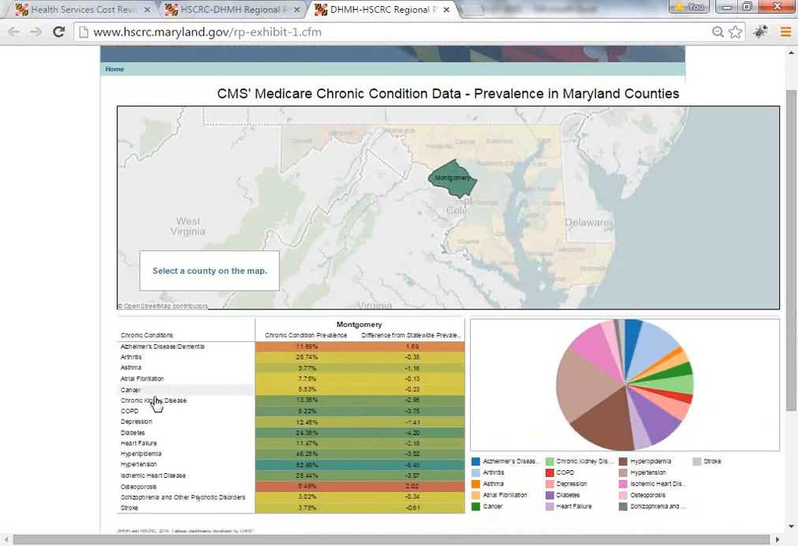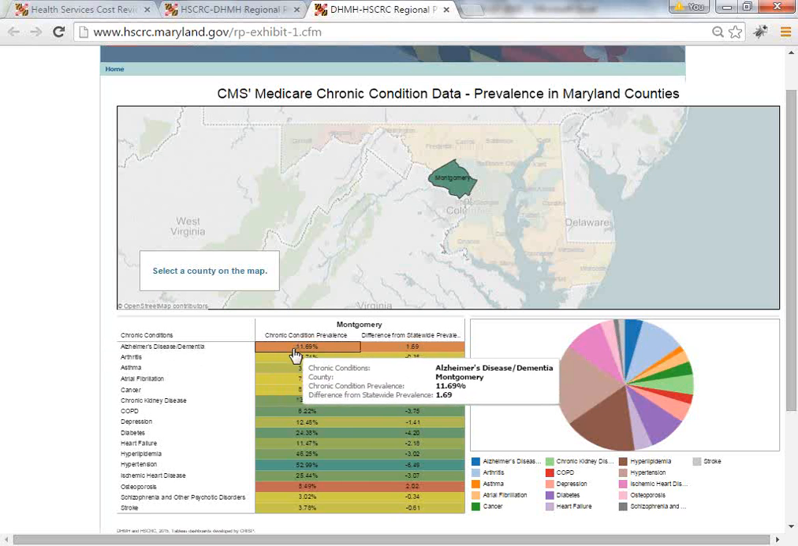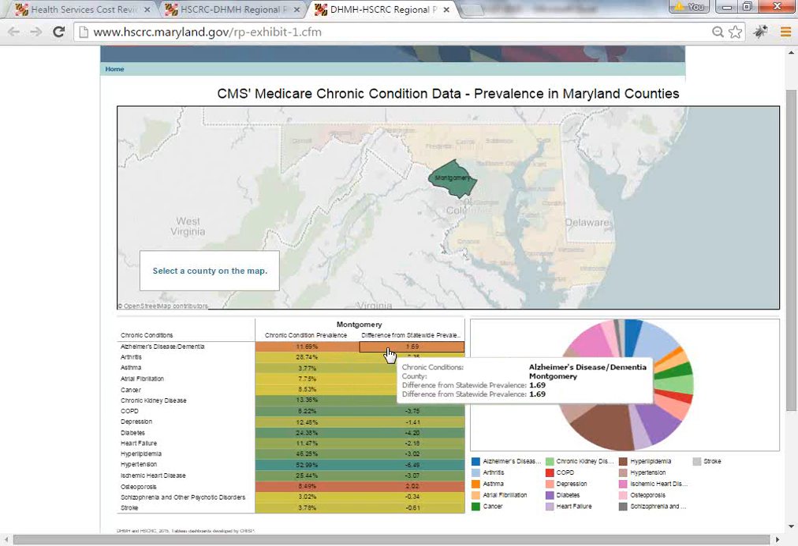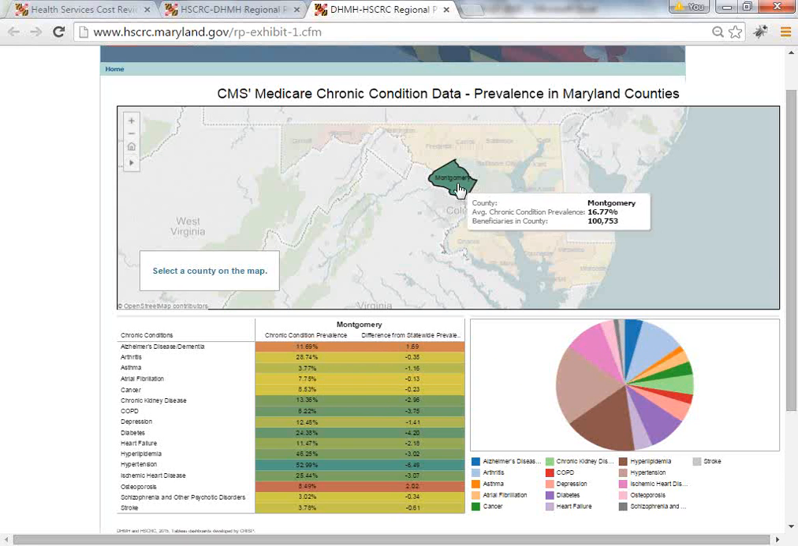update, and it'll provide for each of these chronic conditions, and these are slightly different chronic conditions than what we presented in the Excel sheet, but they match other reporting that Medicare does, and provide actually a little bit more granularity in some areas, for instance, breaking out Alzheimer's disease and dementia. What you see then is that for Alzheimer's disease in Montgomery County, 11.69% is the prevalence, and that is 69% higher than the statewide prevalence, which is listed somewhere, but I will find it.